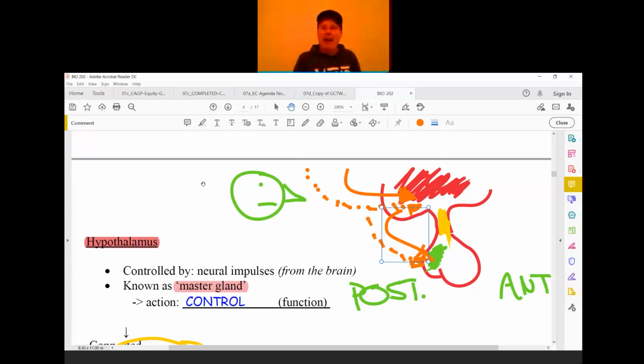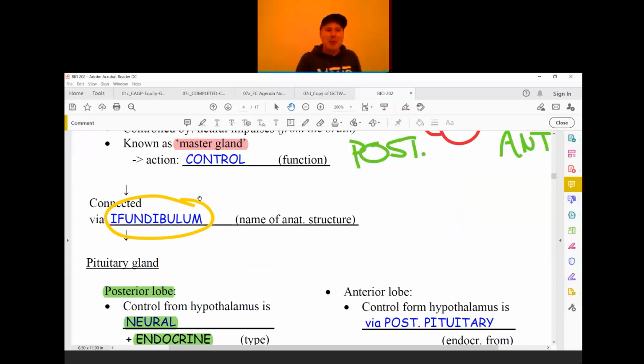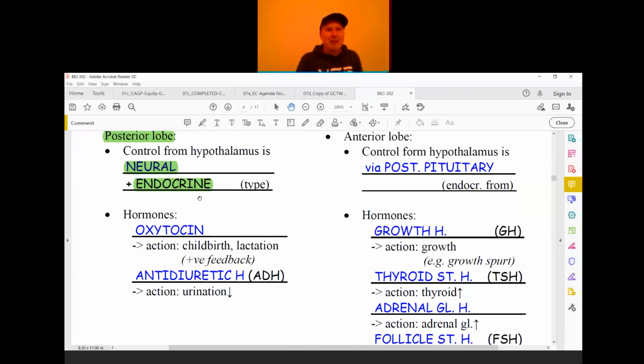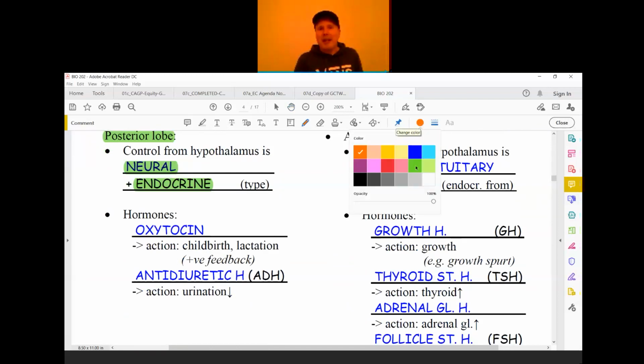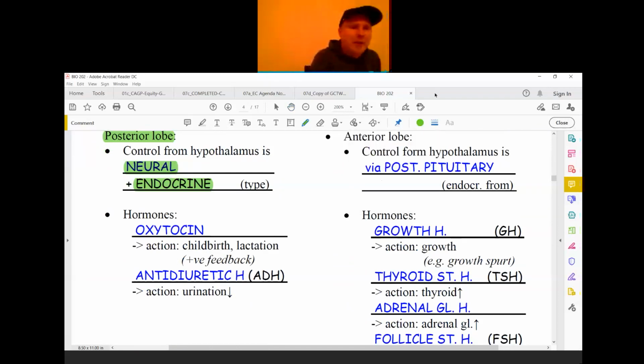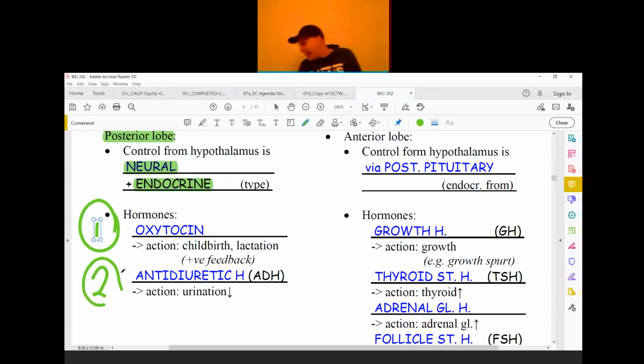So the message has now passed from the hypothalamus to the posterior lobe of the pituitary. And there are two hormones that we need to know. The first of those is oxytocin, and the second one is antidiuretic hormone.